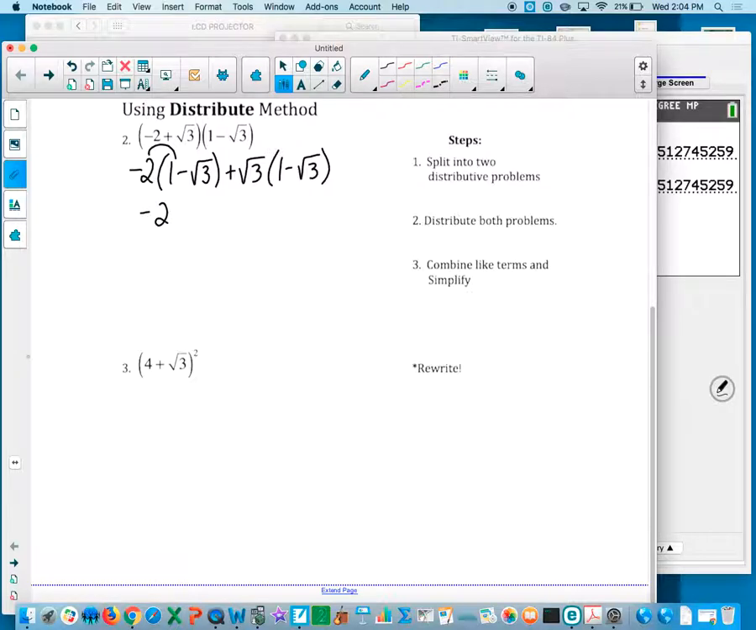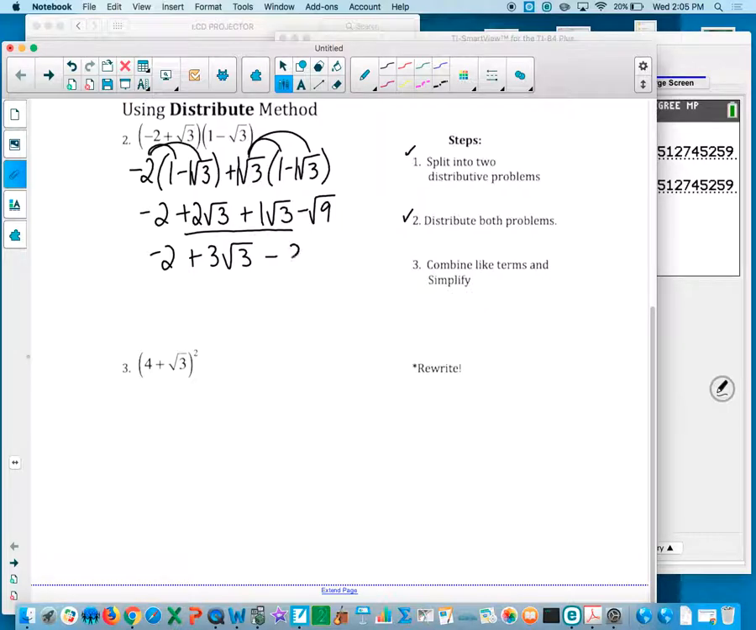Remember, it's helpful to put the 1 in front of the radical. So we've done those first two steps, and now we're going to combine like terms and simplify. So my middle two terms I can combine as of this point. You can either do a factor tree for 9 or just know that the square root of 9 is 3. And then I can finish simplifying by combining my -2 and -3.